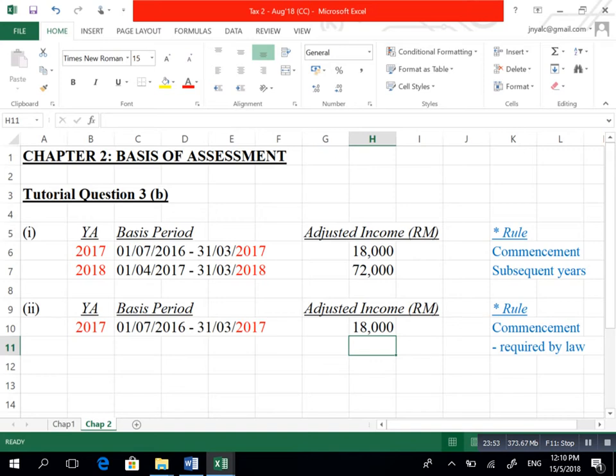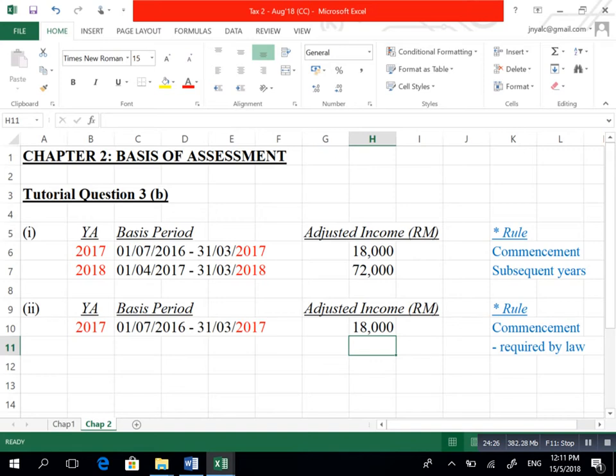Since 2014 onwards, they simplified the basis period already. That's why the 17 and 18 rules that you study right now, this is already simplified. If you study the rules in 2013, 12 or maybe 11, then actually the answer here will have different. You get what I mean? But so far now in here, it's already simplified, so far no different. The commencement rule and the commencement under required by law situation will get the same answer. Alright, and continue to 2018.